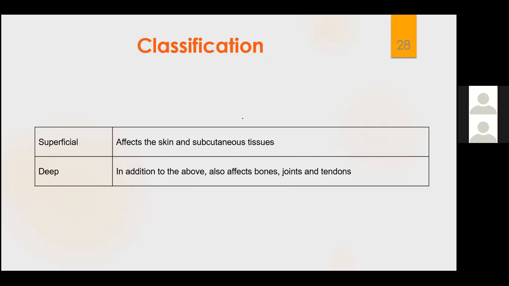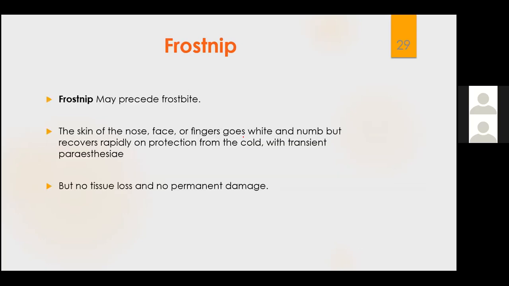So frostbite can be classified into superficial and deep. Superficial frostbite affects the skin and subcutaneous tissue. And the deep, in addition to the skin and subcutaneous tissue, involves deeper structures. Let me discuss frostnip.